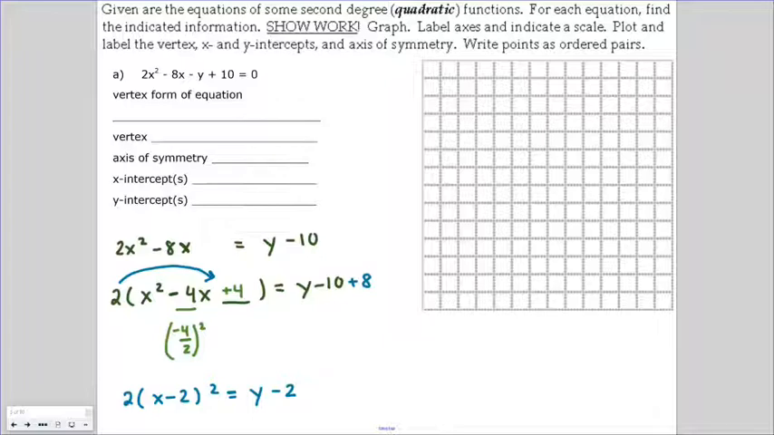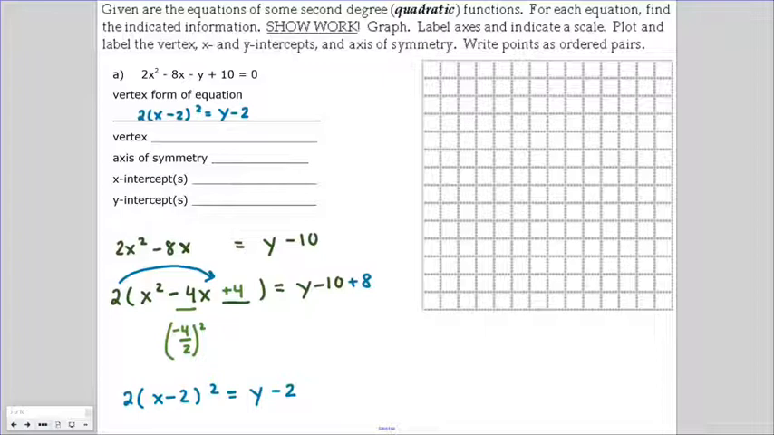So I'm going to write that up here. Our vertex form is 2 times the quantity x minus 2 squared, and that is equal to y minus 2. Again, you could move that minus 2 to the other side. You could have it as plus 2 on the left. However you prefer writing the equation, fine with me.